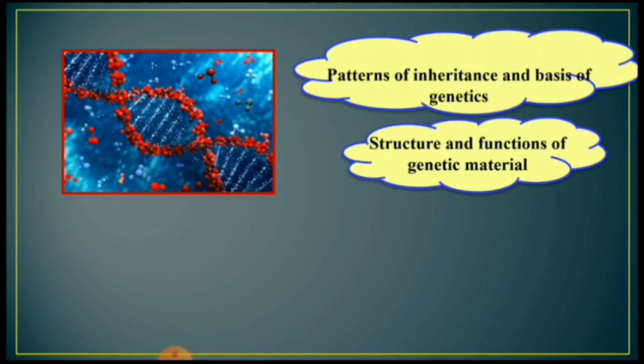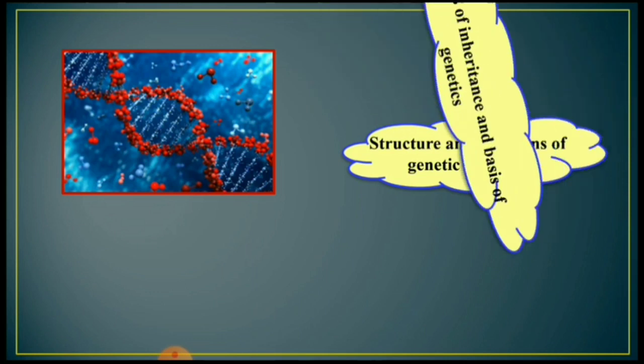You already studied in the topic genetics, a character in an individual is controlled by a pair of genes or factors. The question arises, what are these genes or factors? They are nothing but a fragment of DNA. Then what is DNA? It is a type of genetic material. Then what is genetic material?